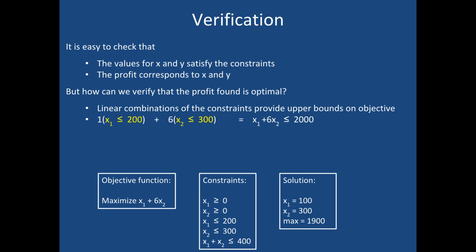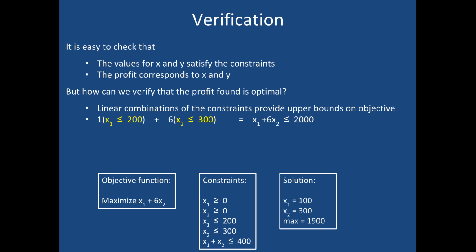Yeah. Substituting constraint for your objective. Right, so my objective function was x1 plus 6 times x2. Well, here's my objective function, right? And I'm arguing that the objective function has to be less than or equal to 2000. How did I do that? By adding the constraint on x1 to 6 times the constraint on x2.